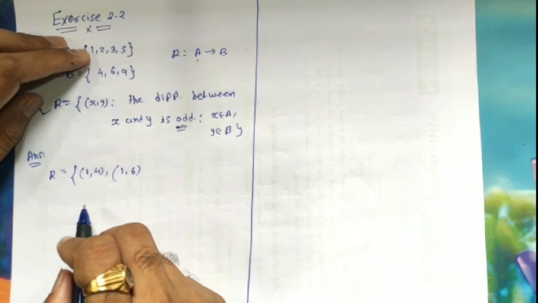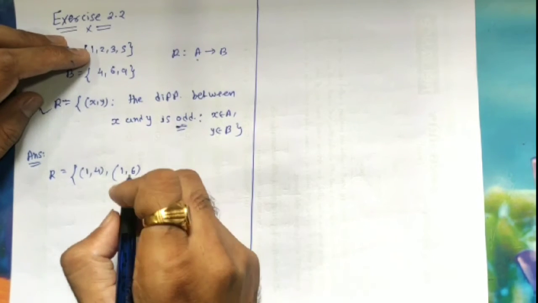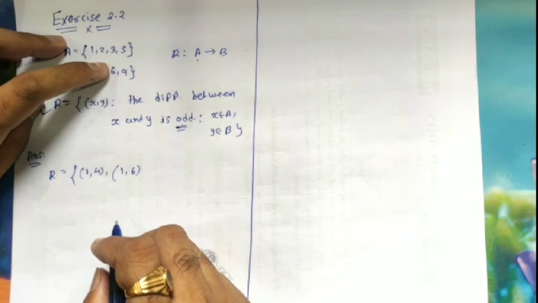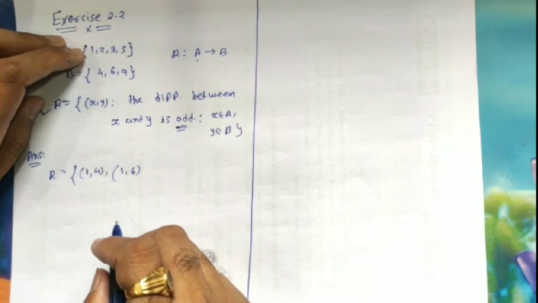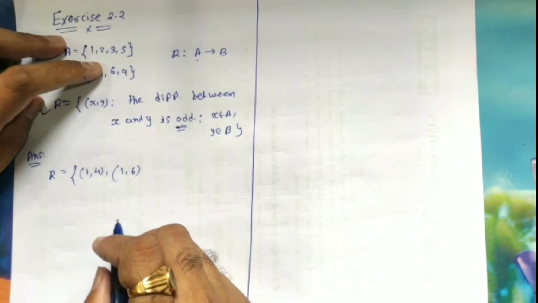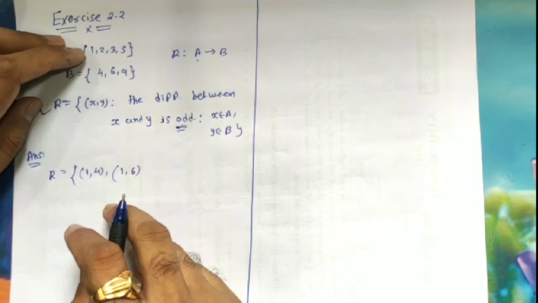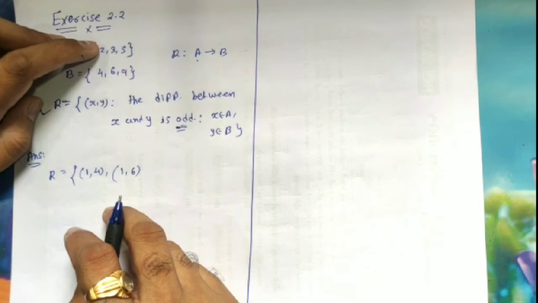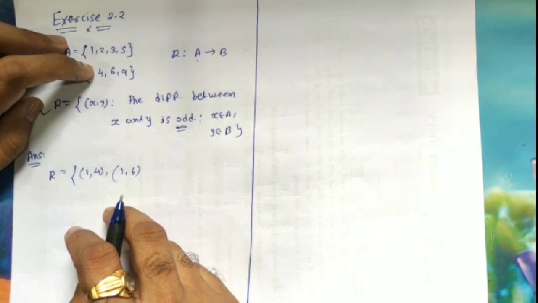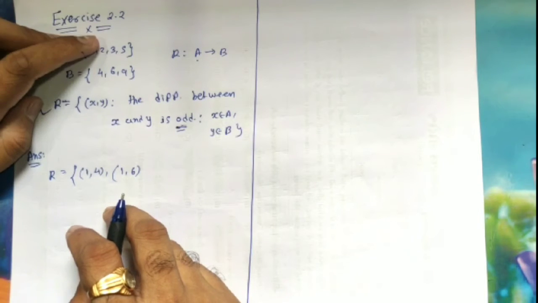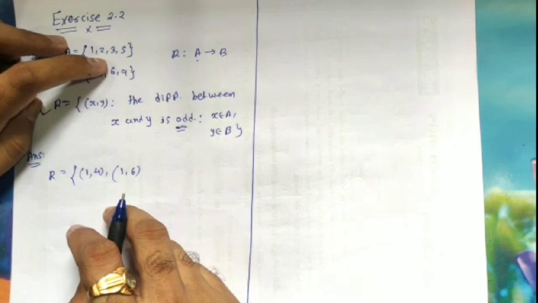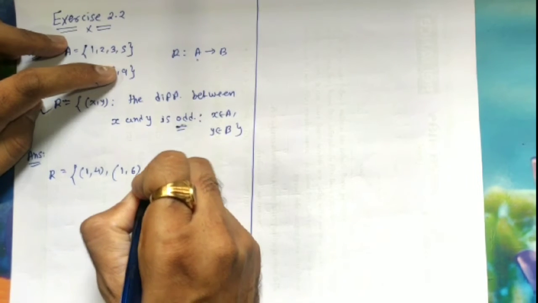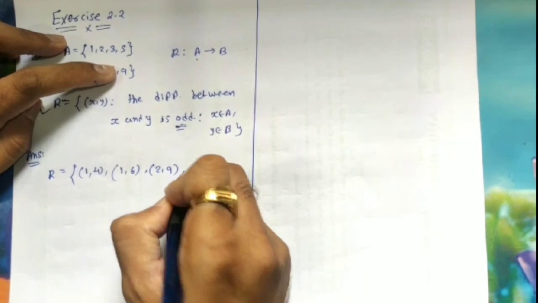So (1, 6): the difference is 5, which is odd. Then we can take 1 and 9. The difference is 9 minus 1, which is 8, so the difference is even and it does not satisfy our condition. We can't take (1, 9). Now start with 2. We can take 2, 4. No, the difference is even. Then 2, 6, also even. 2, 9: yes, the difference is odd.